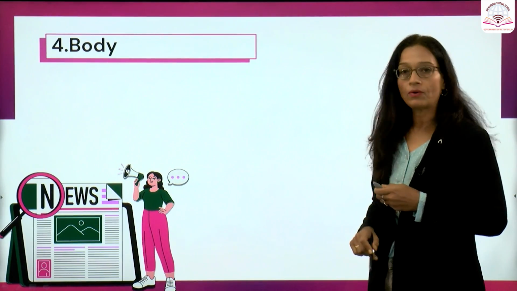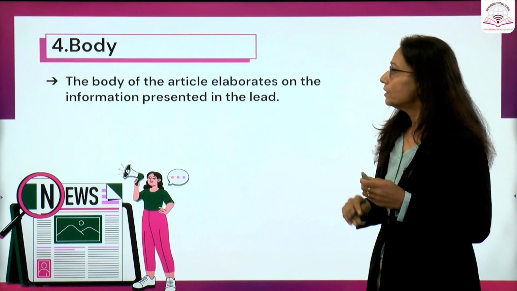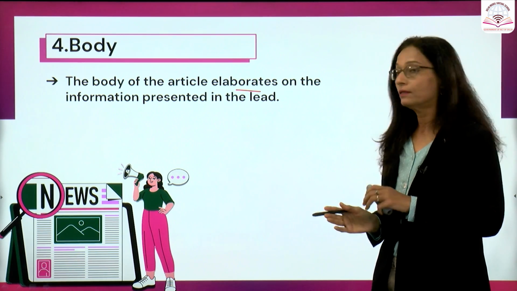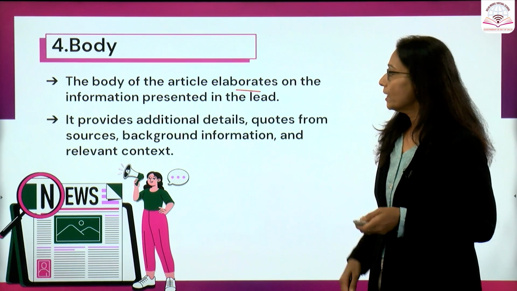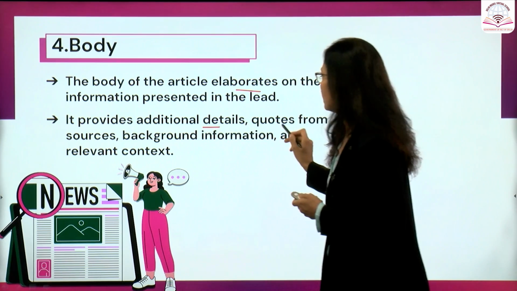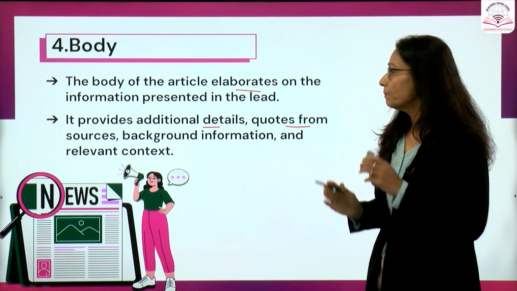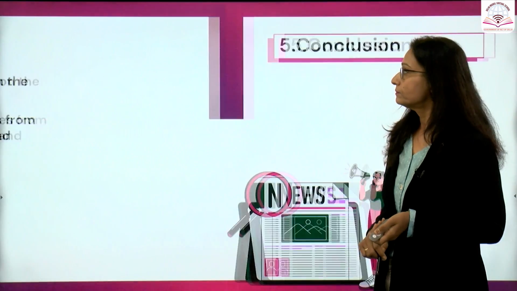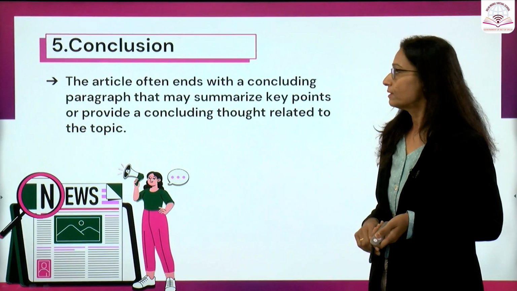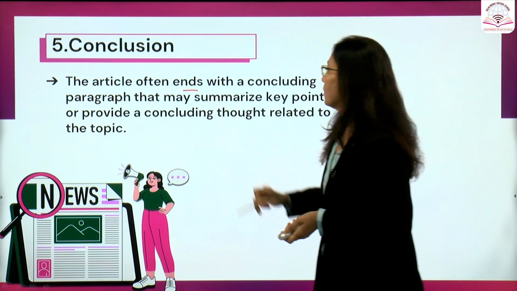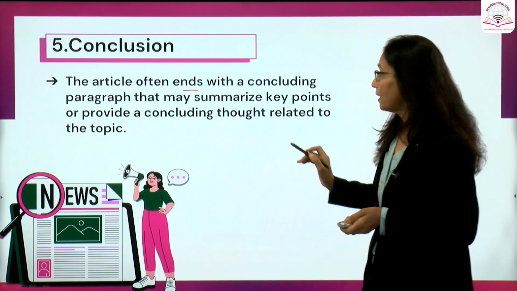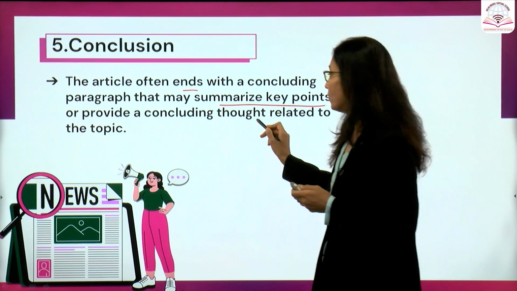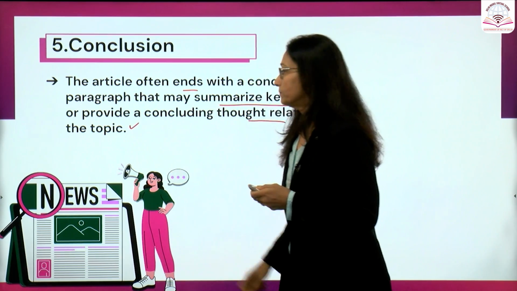Let us move on and talk about the body of the article. The body of the article elaborates on the information presented in the lead paragraph. It provides additional details, quotes from the sources, background information and relevant context. Coming to the conclusion. The article often ends with a concluding paragraph that may summarize key points or provide a concluding thought related to the topic.